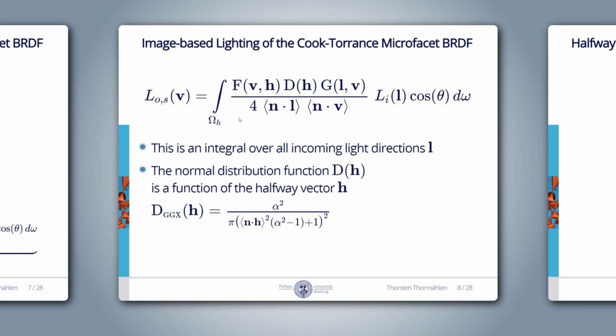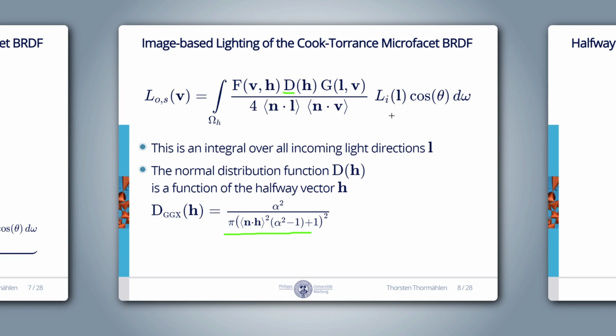Okay, we know now that we want to solve this integral using importance sampling. Because the normal distribution function is dominating the overall shape of our specular lobe and is given as an analytic function, it is a reasonable choice to solve the integral by importance sampling according to the normal distribution function D. This means if the value of the normal distribution function is high, the sampling density should be high, and if the normal distribution function is low, the sampling density should be low.